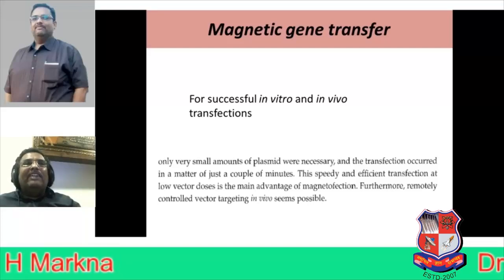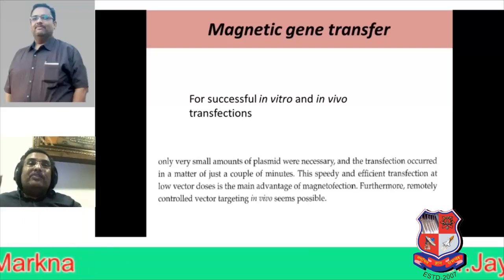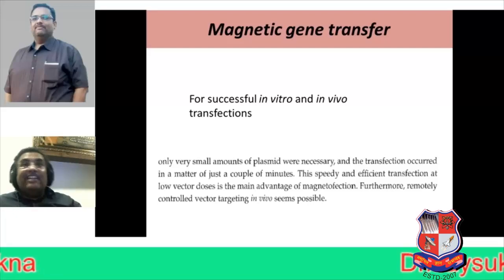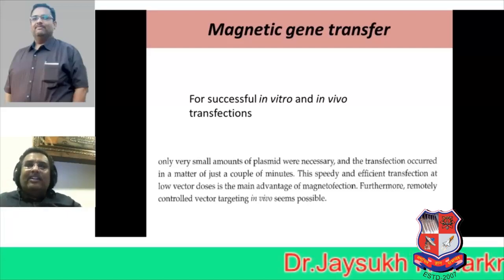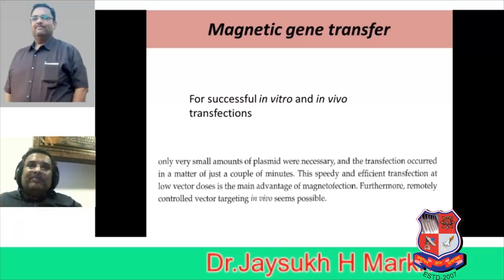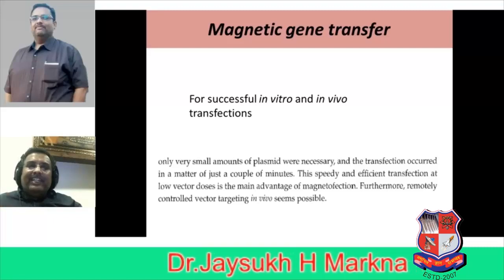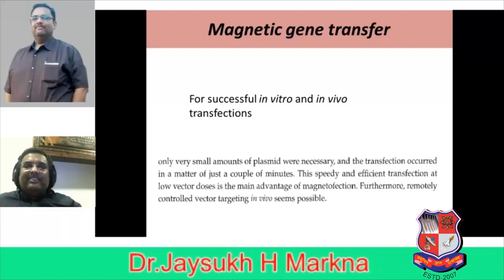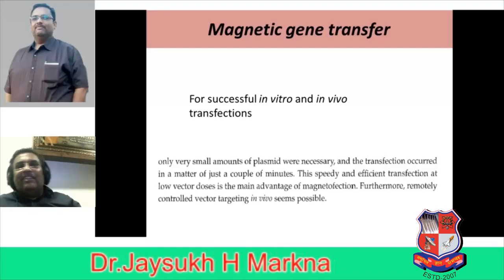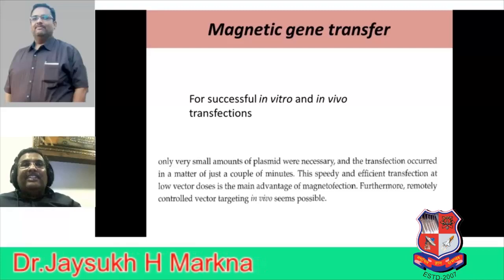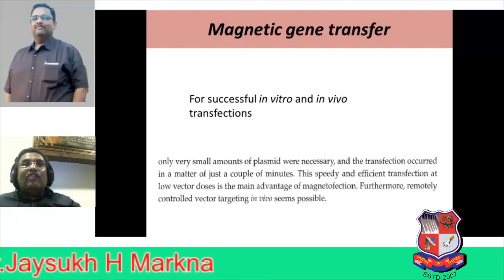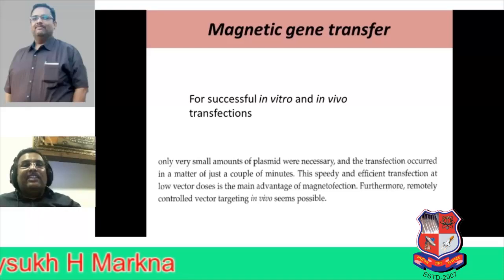So ultimately, in both in vitro and in vivo, transfection becomes very simple using magnetic nanoparticles and a magnetic field. But what are the advantages? Only a very small amount of plasmid was necessary for this process, and transfection occurred in a matter of just a couple of minutes. So you can do wonders, because otherwise it takes a lot of time, and due to very less selectivity also, it takes a lot of time. So ultimately, due to magnetic nanoparticles, the speed and efficient transfection at lower vector doses is a main advantage of magnetofection.